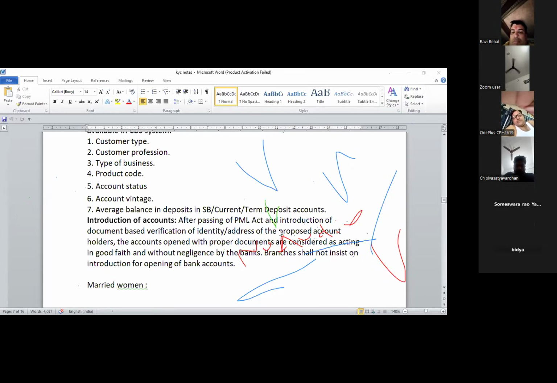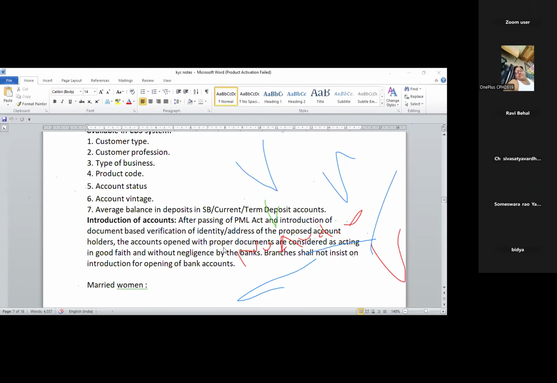After introduction of this KYC, PML Act, as per the PML Act, introduction is not required now. And based on the KYC documents, we open the accounts.